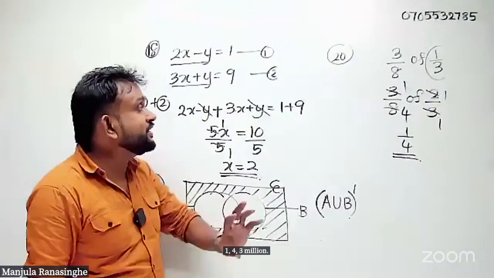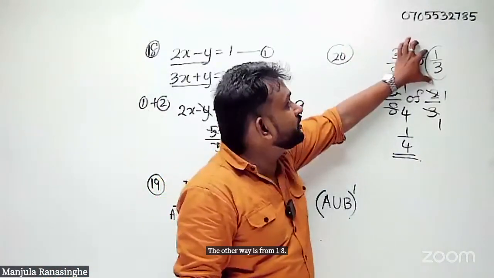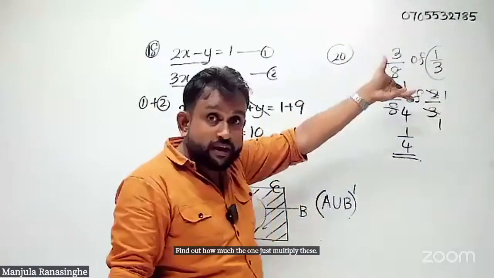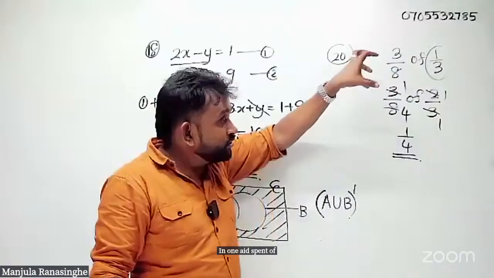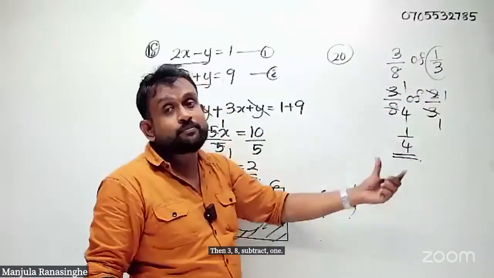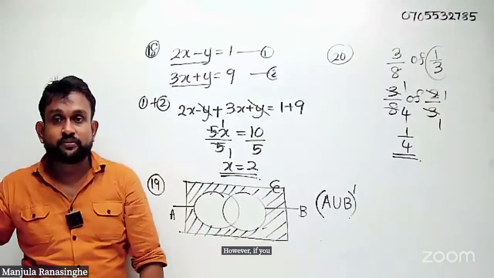The other way is from 3/8, find out how much is the one third. Just multiply these two. Then 1/8 is spent, of what? 3/8. Then 3/8 subtract 1/8. Then you see the same answer. However, if you get the answer, there is no issue.